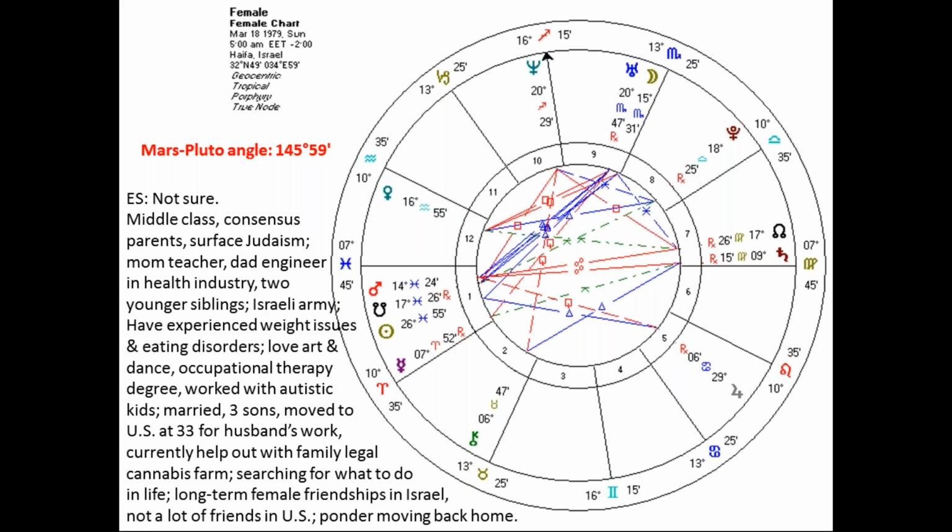She's married, long-term married. She has 3 sons. When she was 33, they all moved, or the first 2 sons, I think, some of them. But her and her husband moved to the U.S. And currently, the whole family has a cannabis farm. She feels like she spent a lot of her life searching for what she wants to do in life, not necessarily having that fulfilling achievement of it.